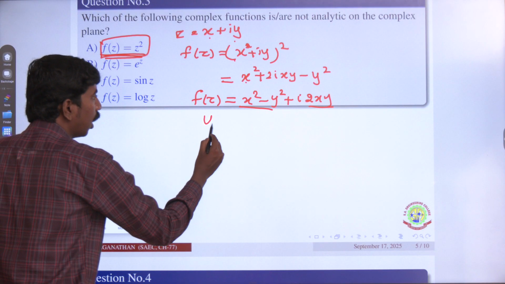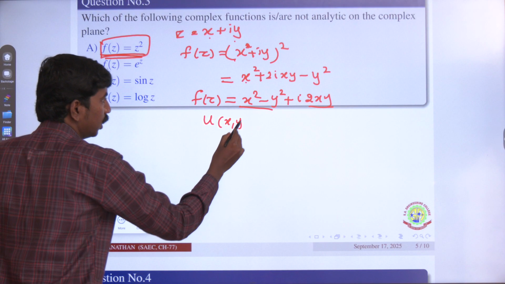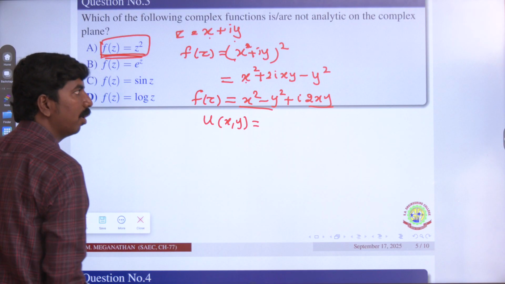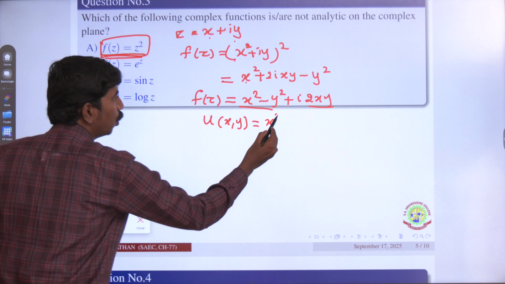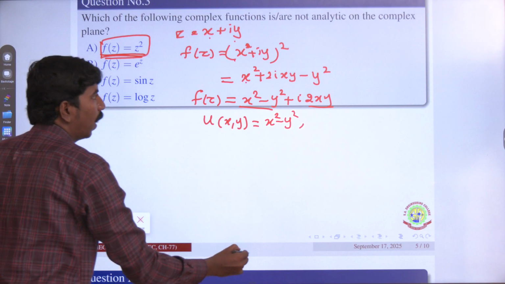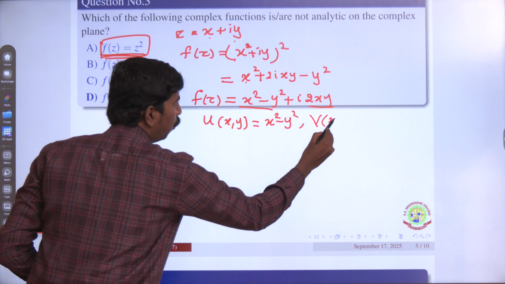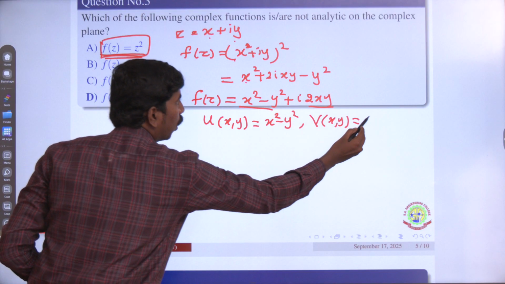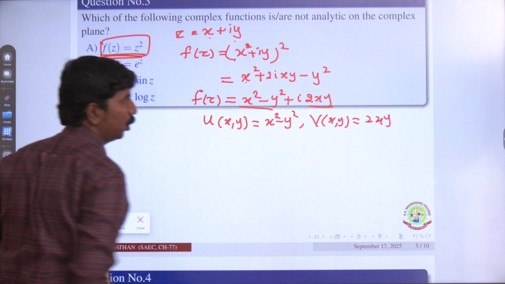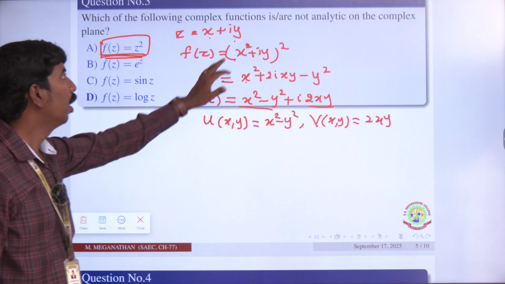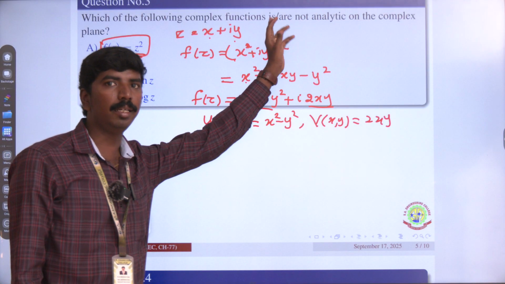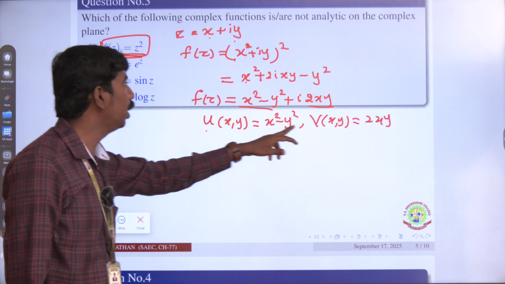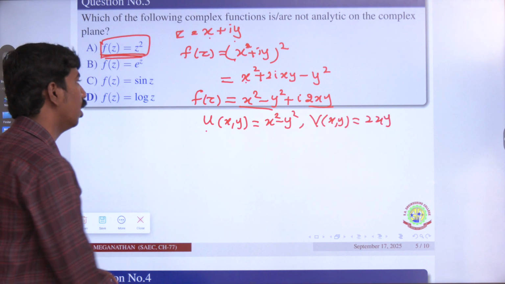From this we can write u of x comma y, the real part of f of z, is x square minus y square. And v of x comma y, the imaginary part, is the coefficient of i, which is equal to 2xy. So what is my aim? I need to verify whether this function is analytic or not. Therefore I separated u and v, and I need to verify the CR equation.